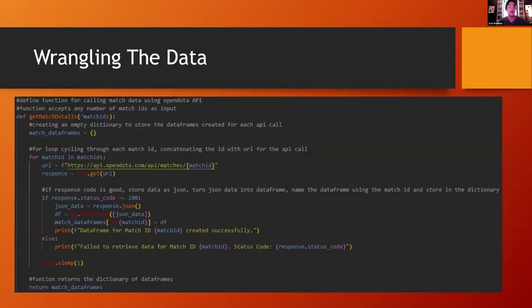In order to do this, first I had to create a function that could take any number of Dota 2 match IDs and then feed that to the Open Dota API in order to pull all of the data necessary for analysis. This function iterates through each match ID that you feed into it, concatenates it together with the necessary URL, and then after it makes the call, it stores that information in a data frame and then stores that into a dictionary. Once this iterates through all of the match IDs, I end up with a dictionary that contains all 151 data frames, one for each match of the international tournament.